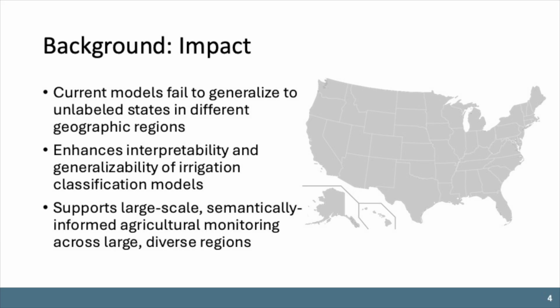Current models fail to generalize to unlabeled states in different geographic regions. Our goal is to enhance interpretability and the generalizability of irrigation classification models, and eventually support large-scale, semantically informed agricultural monitoring across large, diverse regions across the whole entire United States.